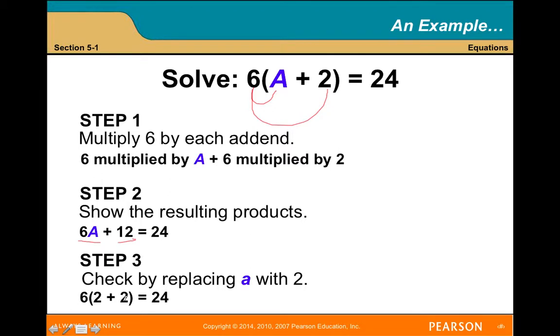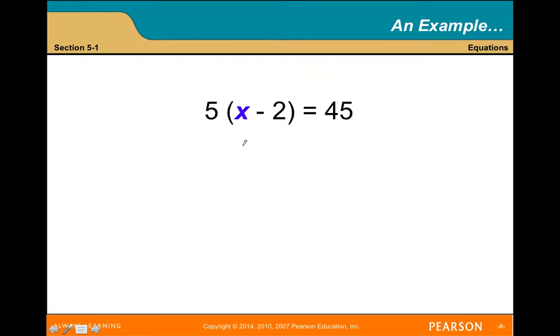2 plus 2 is 4, and 6 times 4 is 24. Another example, 5x minus 2 equals 45. So again, you want to follow the same method right here.